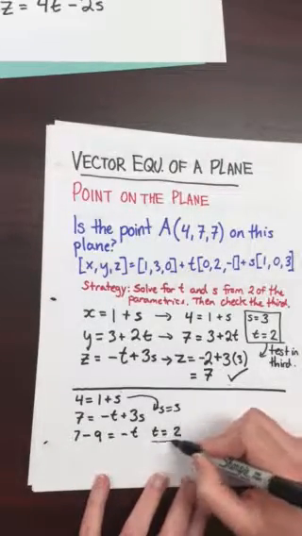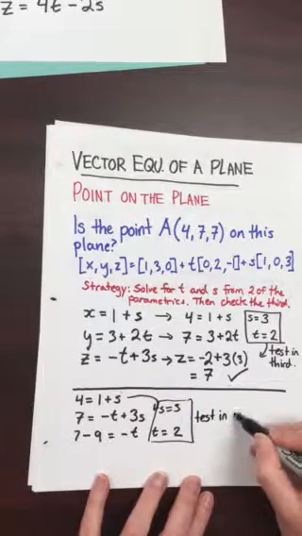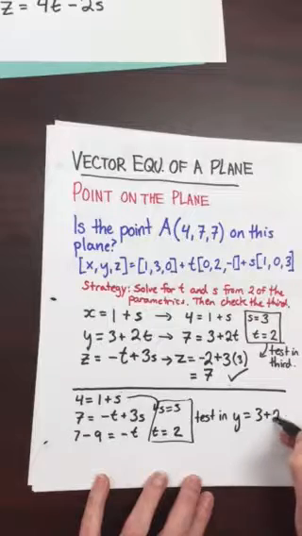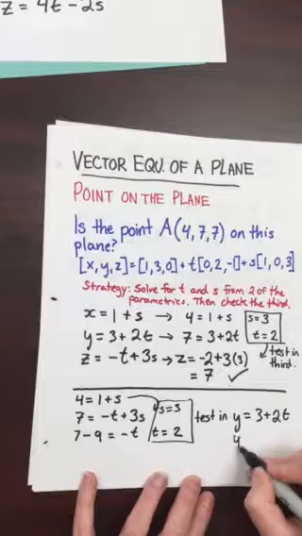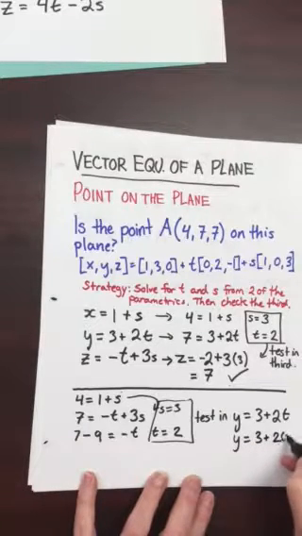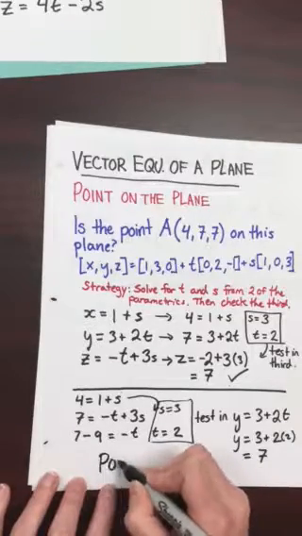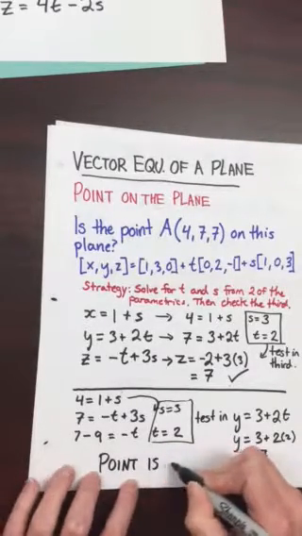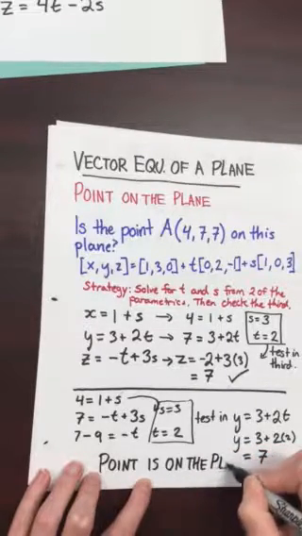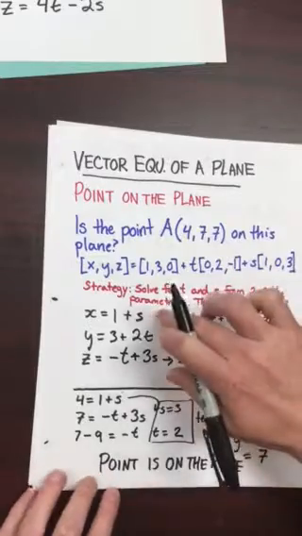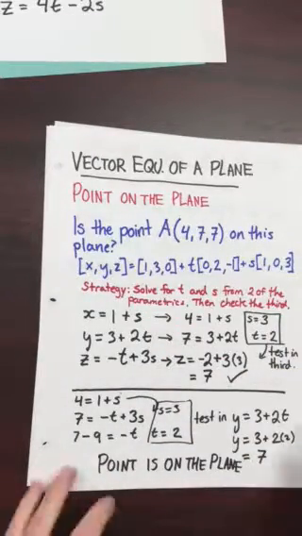So then I would test these in the y equation. Y is equal to 3 plus 2t. In this case, I only have to pull in the 2, so y would equal 3 plus 2 times 2, which is indeed 7. That shows us that this point is on the plane. So this is a point that physically lies in the plane. It's attached to the plane. It's not floating above the plane. That's what we just found out.